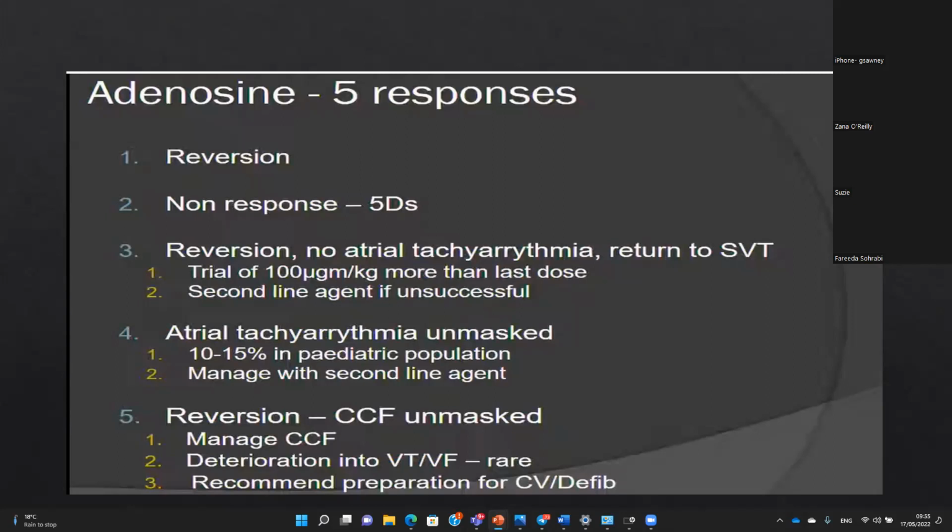Myocarditis or myopathy can be unmasked as well. So rarely the SVT can deteriorate to VT or VF, VTAC or VF. So make sure that you are also ready for this. It's a very rare complication, but it might happen.